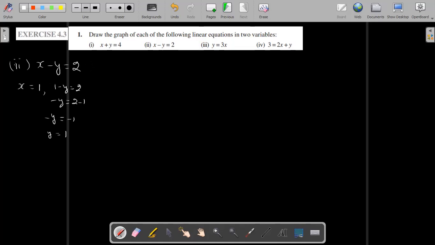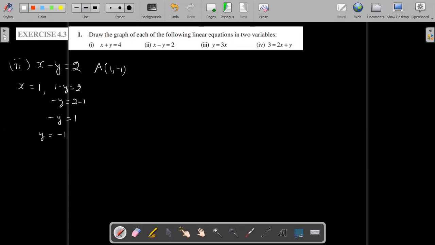Sorry, 1 minus y is equal to 2, so minus y is equal to 2 minus 1, which is 1. So y will be equal to minus 1. So sometimes we are getting negative values. We can avoid them, otherwise we have to draw the negative values on the graph also. I will show you how to draw the negative values also. So we have the first point as 1 and minus 1, no problem.